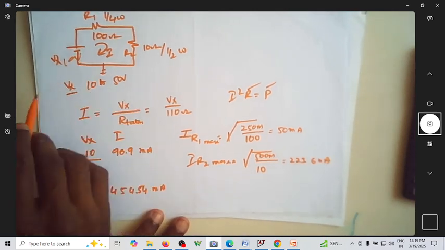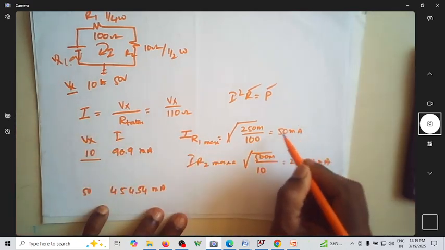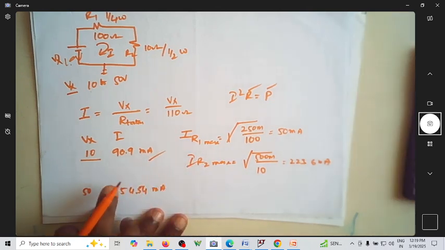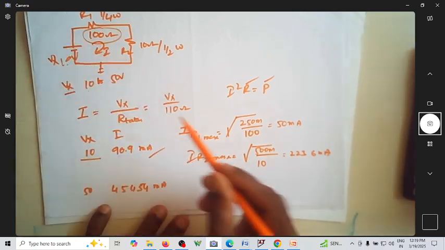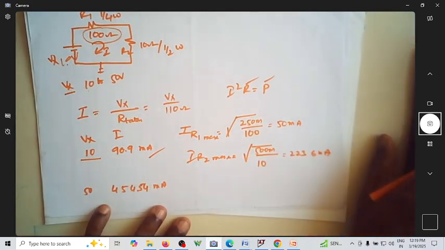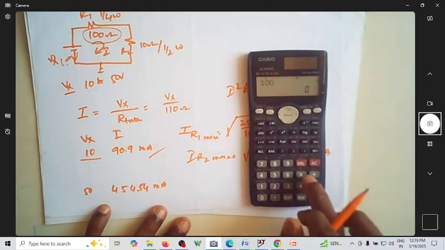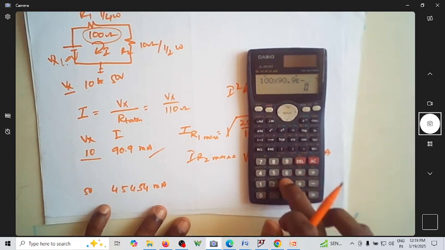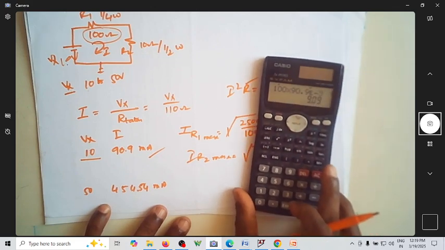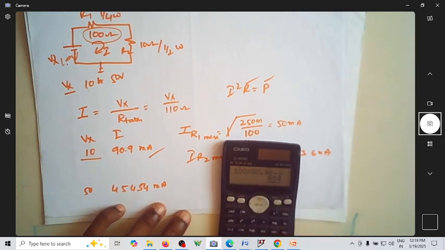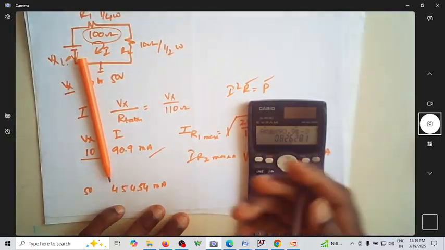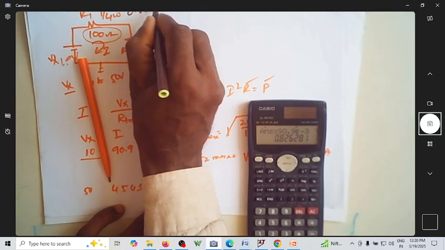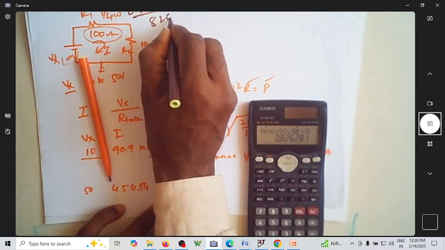Let us see when the input voltage is 10 volt. Even if you keep 10 volt, the current that would flow is 90.9 milliamperes. When this much current flows through the entire circuit, the power dissipation of this 100 ohm resistor is I squared into R, which is 100 multiplied by 90.9 times 10 to the power minus 3 squared. So you have a power dissipation of 0.826 watts, that is 826 milliwatts.